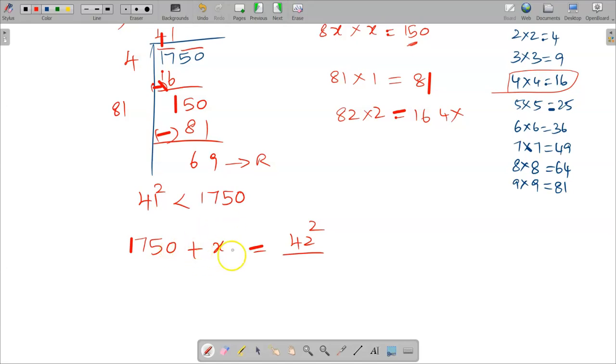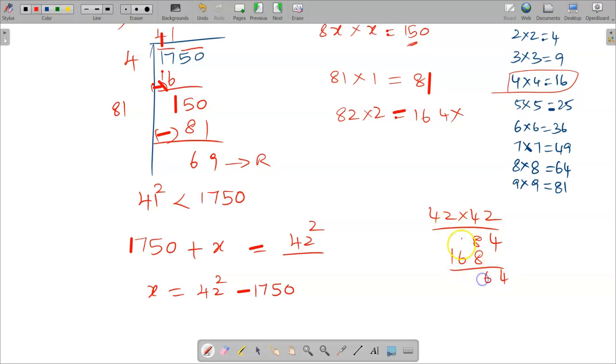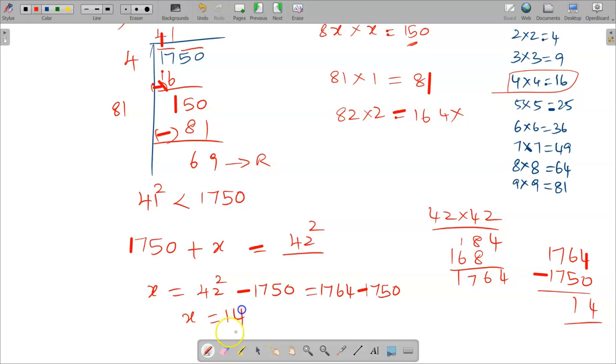So with 1750 I have to add some value in order to get the next perfect square number. So the next perfect square is 42 square. So what is the x? 42 square minus 1750. Okay, so what is 42 into 42? 2 twos are 4, 4 twos are 8, 4 twos are 8, 4 fours are 16. So here 4, here 16, 1 7 1. Okay, so 1764 minus 1750 I have to do. So 4, here it is 1. Okay, so 14. So the x value is nothing but 14.